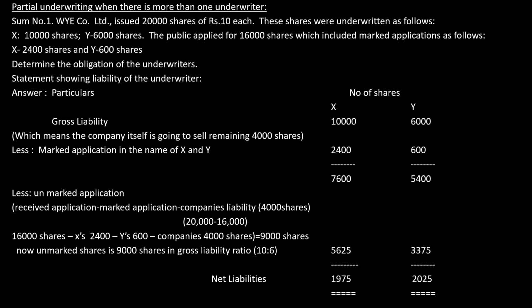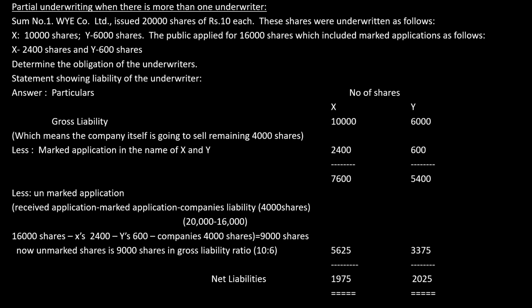Let us take this sum as an example to understand partial underwriting much more easily. The sum says the company issued 20,000 shares of ₹10 each. These shares were underwritten as follows: X has agreed for 10,000 shares and Y has agreed for 6,000 shares. Out of the company's 20,000 shares, X and Y have agreed for 16,000 shares, which means the company is taking the responsibility of selling 4,000 shares.